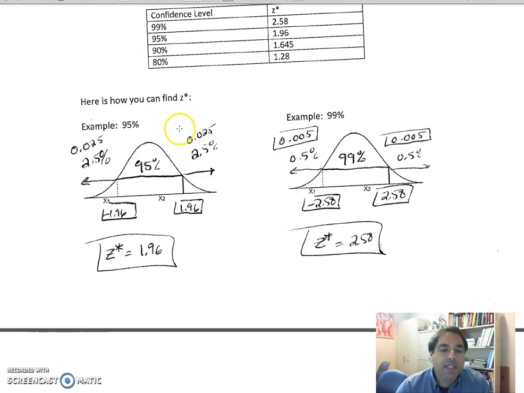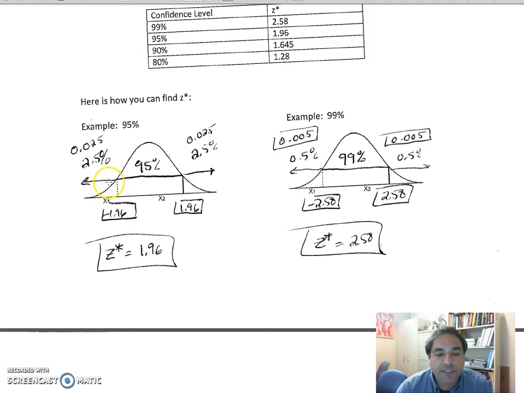If we draw a picture, if I wanted to find the Z star for 95%, I would have my normal curve. I would label 95%, which would be in the center, and then that would mean if the whole thing's 100, there's 5% left, but there are 2 tails. So 5% divided by 2 is 2.5, 2.5. So let's make sure we understand that. We're looking for the Z star that goes with 95. 95 is in the middle, therefore to add up to 100, this has to be 2.5 and this has to be 2.5.